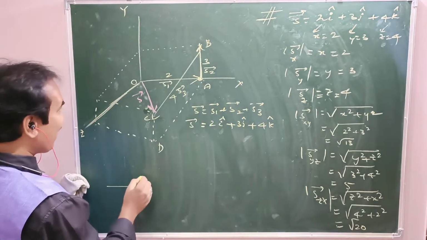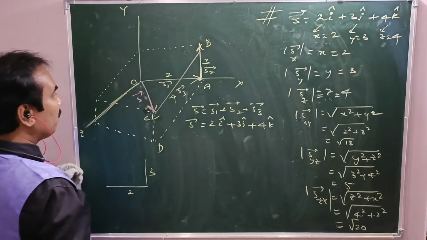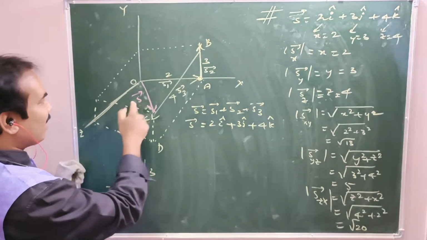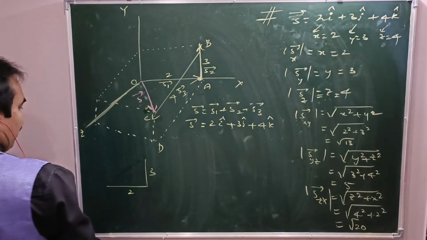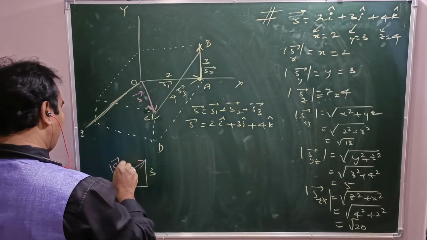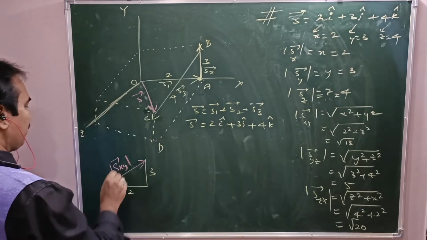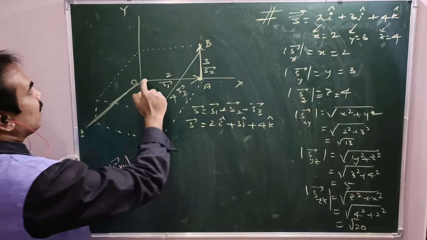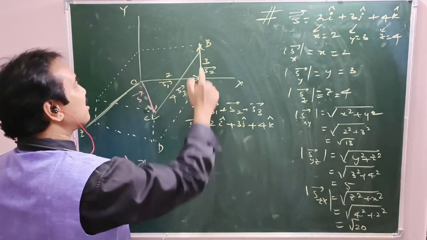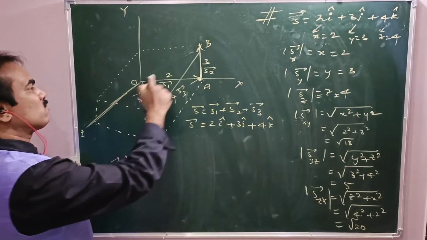Along X it is 2 meters, parallel to Y 3 meters. Now this hypotenuse side gives the length of this S bar in the XY plane. See, this is mod S bar in the XY plane. This hypotenuse in this triangle becomes the length of S bar in the XY plane.